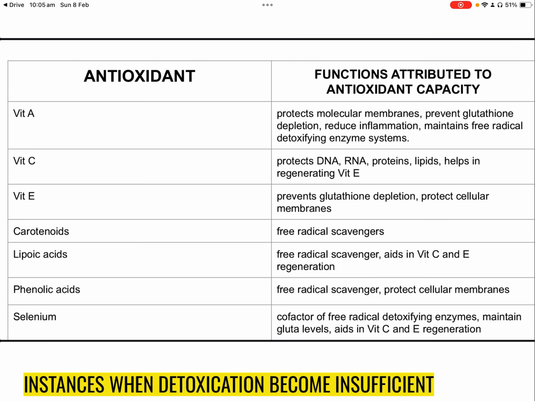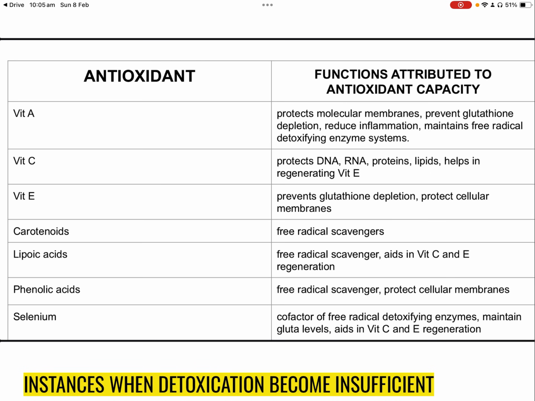And vitamin C and vitamin E are usually paired together. Vitamin C boosts the effect of vitamin E. So that's why both of them, when taken together, produce an antioxidant effect. Vitamin C protects the DNA, RNA, protein, lipids, and helps in regenerating vitamin E. Vitamin E prevents glutathione depletion and, remember this one, protects cellular membranes.